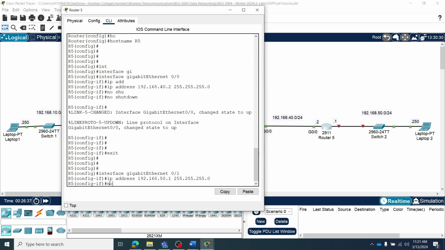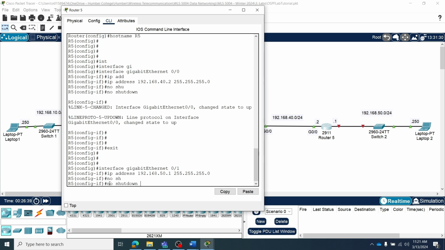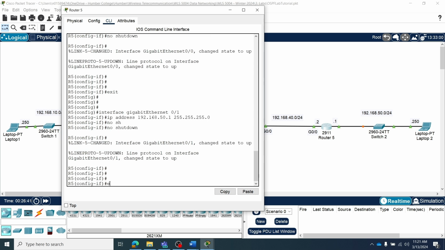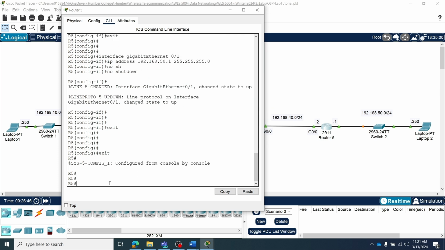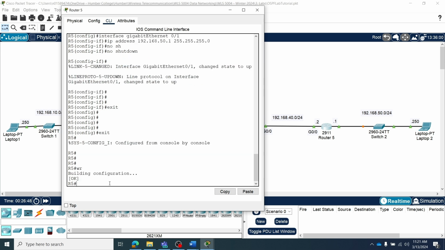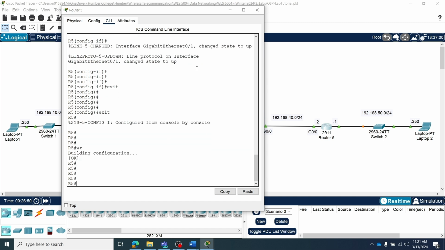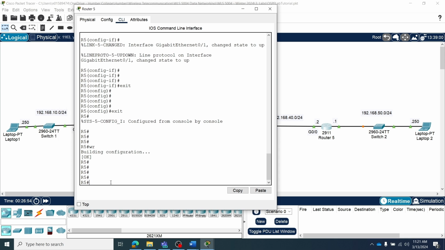Then no shutdown, exit from the interface mode, exit from the config mode, then save. So that is the IP address configuration for all the routers. So let's see what configuration we have done.